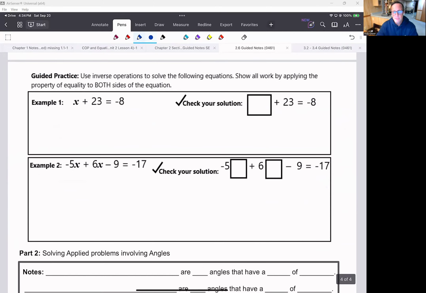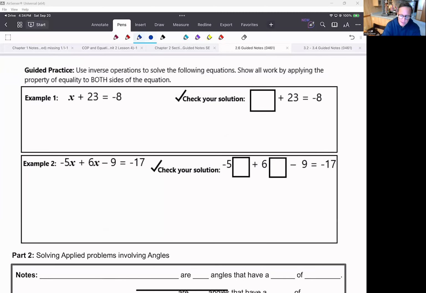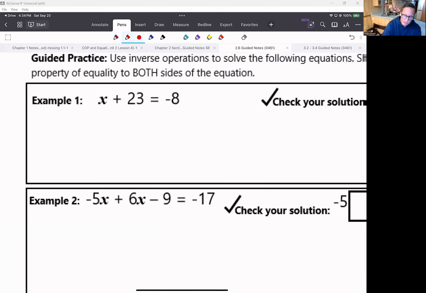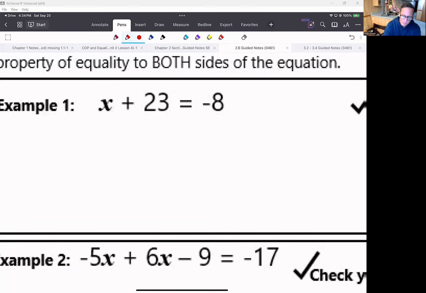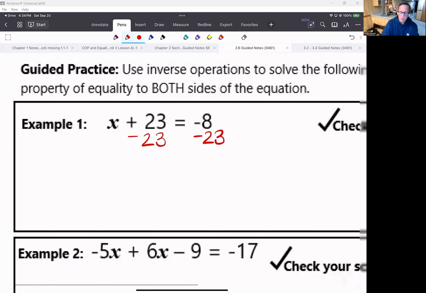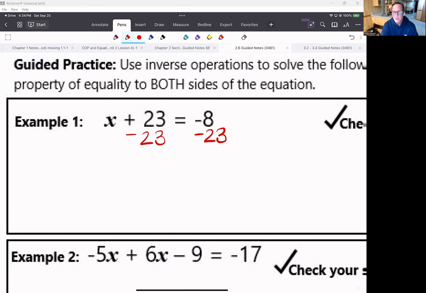Now let's actually do some inverse operations and start solving these problems. On example 1, we've got a number plus 23 is equal to -8. We're going to focus on this plus 23. The inverse of +23 is -23. And one really big rule of solving equations is that whatever you do to one side of an equation, you do to the other. It's very important you follow that rule. It's called the property of equality.